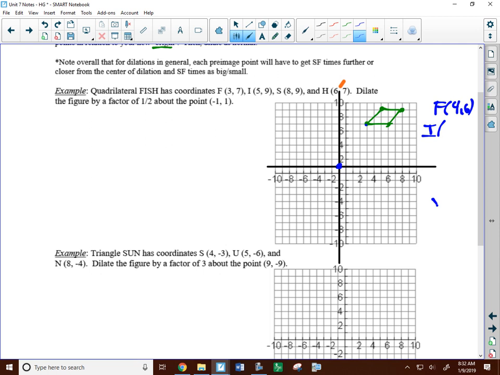I would be 6, 8. Right, 1, 2, 3, 4, 5, 6, 7, 8. Yeah. S, instead of 8, 9, would now be just 3 to the right, so 9, 8. Okay, and H, this one, 7, 6.